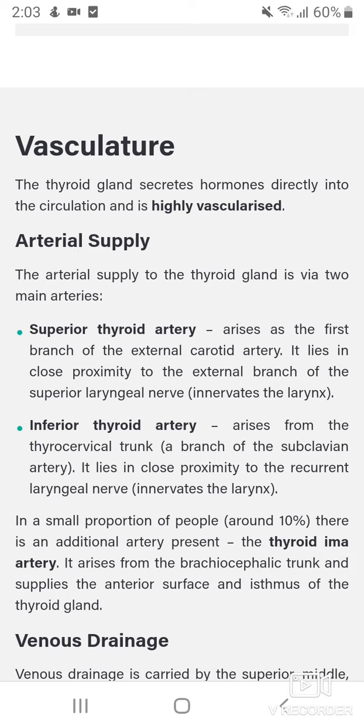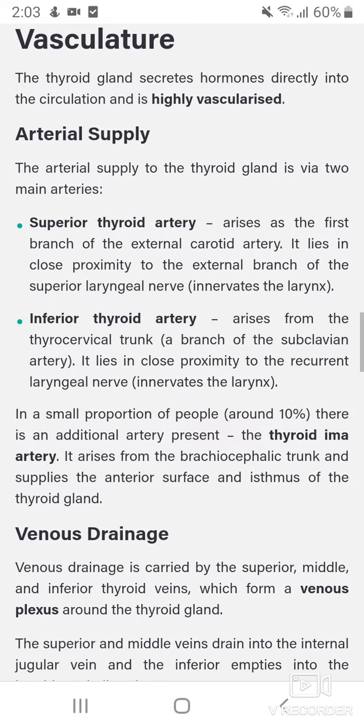This additional artery arises from the brachiocephalic trunk and supplies the anterior surface and isthmus of the thyroid gland. This is all about the arterial supply.